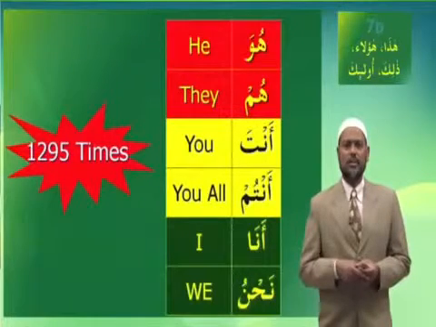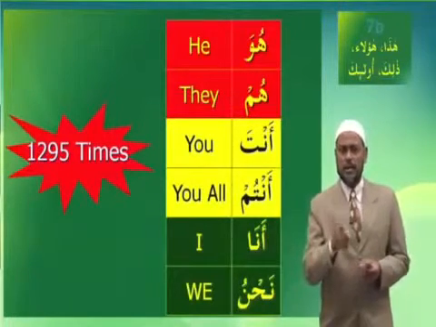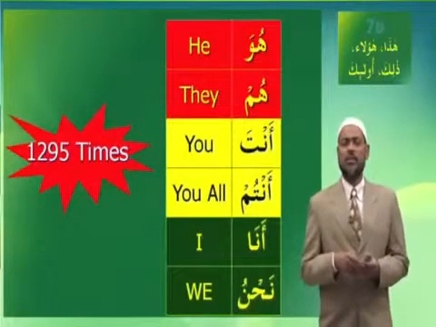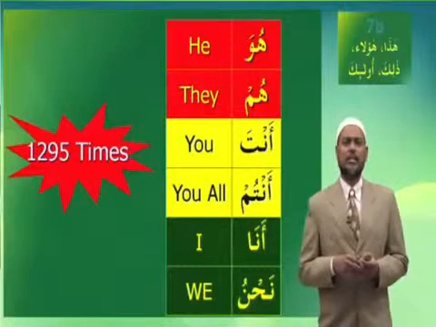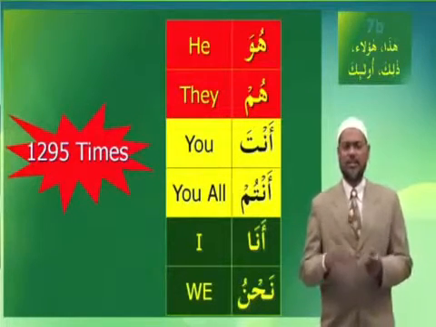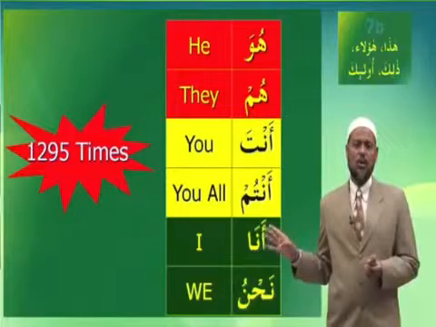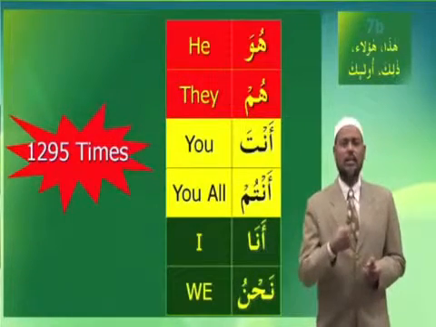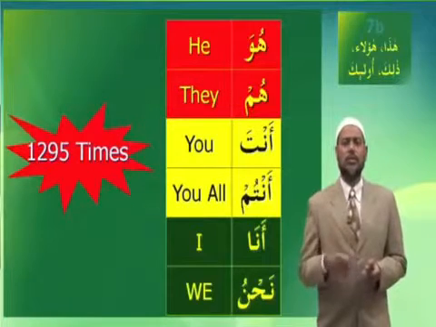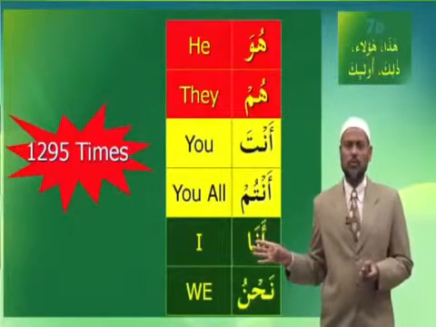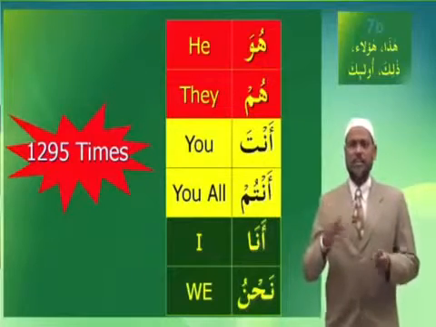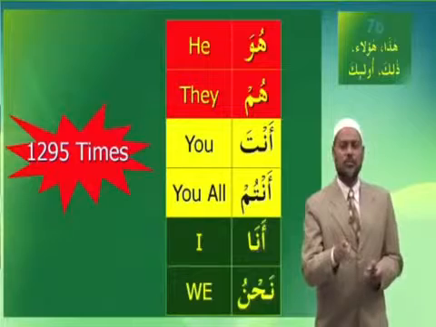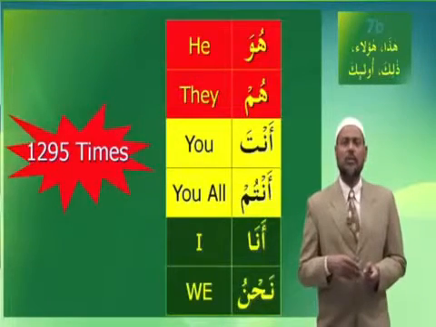So we have learned huwa, hum, anta, antum, ana, nahnu. Okay, that is well learned. Just for 1 minute, let us repeat or let's practice it. Can you translate? Huwa, he, hum, they, anta, you, antum, you all, ana, I, nahnu, we. Repeat after me in Arabic. Huwa, hum. Anta, antum. Ana, nahnu.